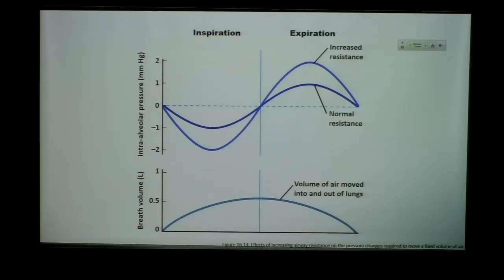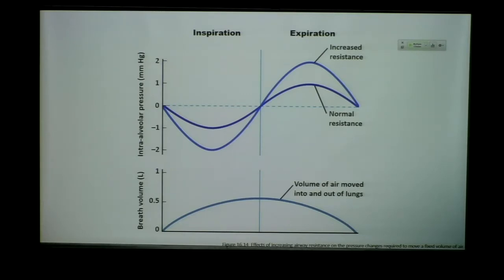Okay, now in this graph, we can relate the movement or the function of lungs in high resistance as well as in normal resistance. So on the left here, we're comparing intra-alveolar pressure as well as the amount of volume that's being moved. And what we can see is that for a normal healthy lung, we don't need that much of a gradient in order to move this amount of volume. For a lung that has increased resistance, we need twice as much of a gradient in order to move the same amount of volume.